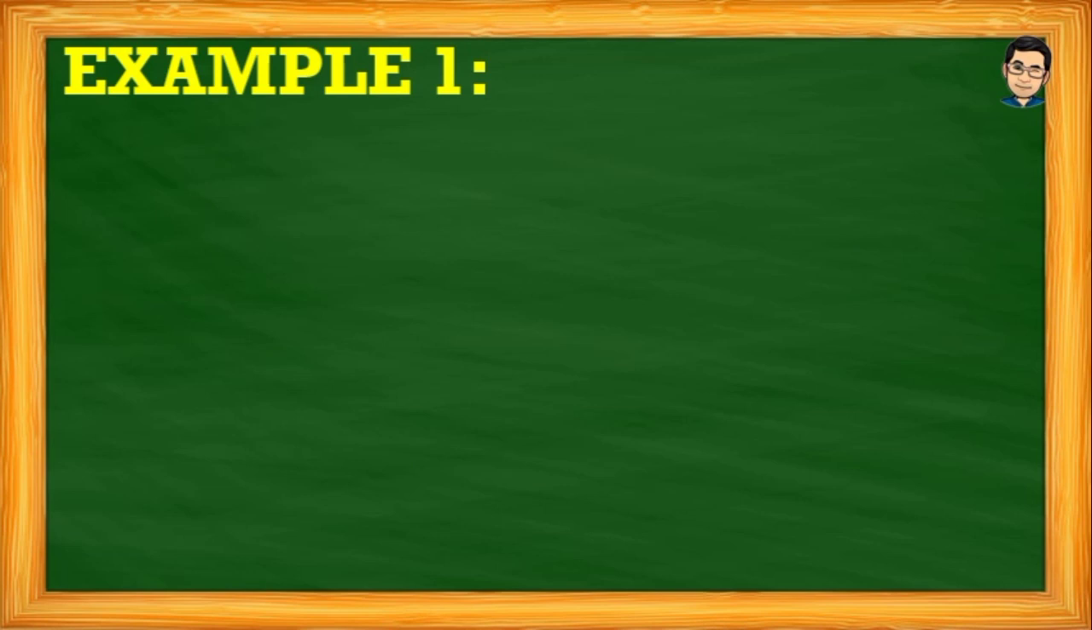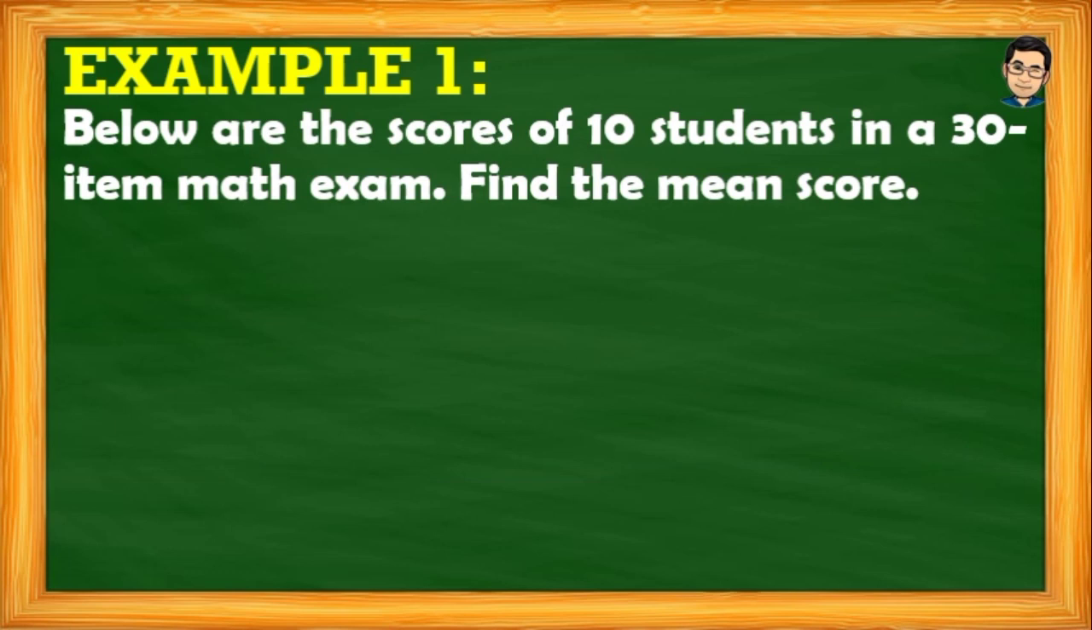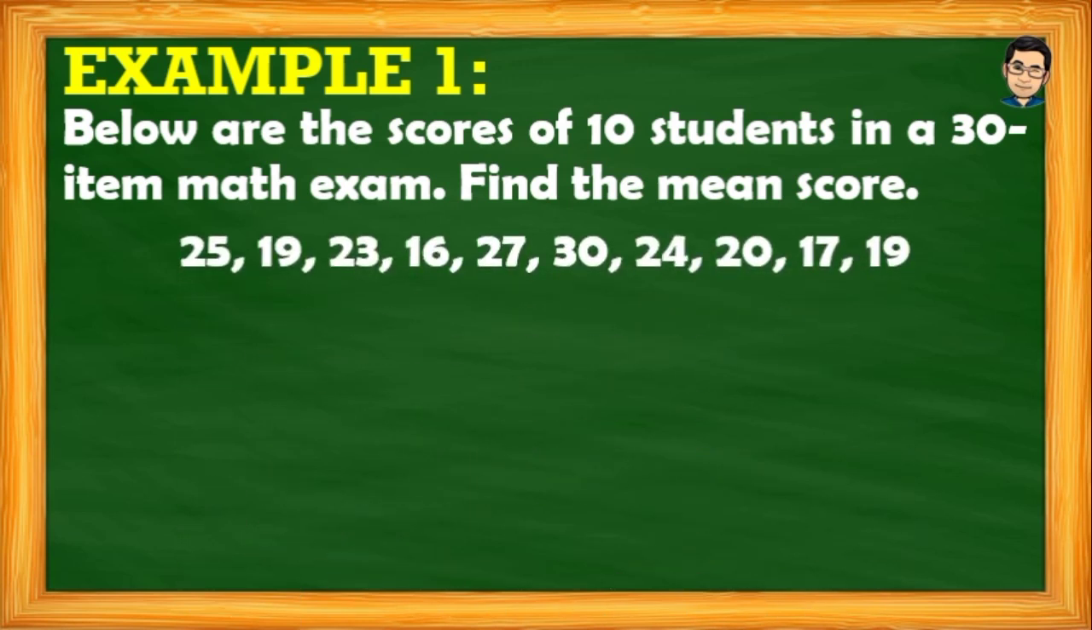So, for us to understand the concept of mean or average, let us have an example. Below are the scores of 10 students in a 30-item math exam. Find the mean score. Ito po yung scores ng 10 students dun sa nasabing exam sa math. Ayan, 25, 19, 23, 16, 27, 30, 24, 20, 17, and 19. We are asked to find the mean score, yung average score. So, yung formula na gagamitin natin, yung pinresent natin kanina, x bar is equal to summation of x sub i all over n.